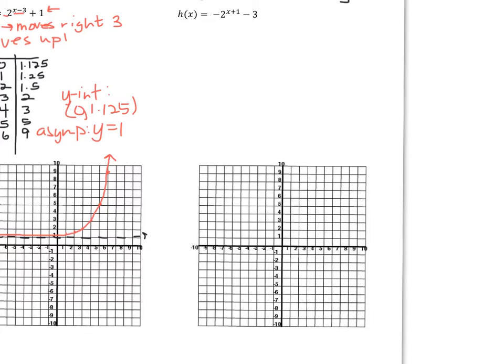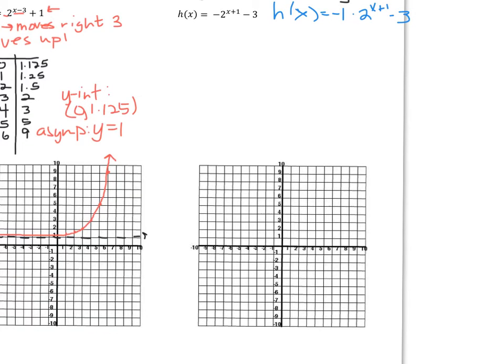h of x equals negative 2 to the x plus 1 power minus 3. Taking a look at this, what I want to do is make sure that negative isn't associated with my b value. Right next to it, I'm going to simply rewrite this as h of x equals negative 1 times 2 to the x plus 1 power, and then minus 3.